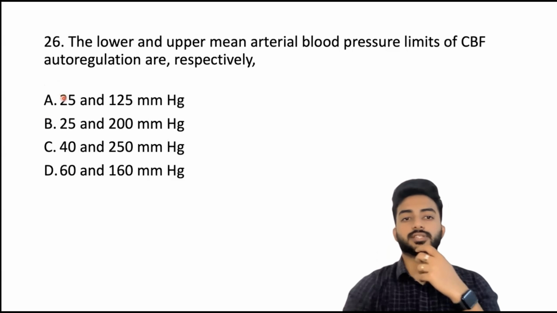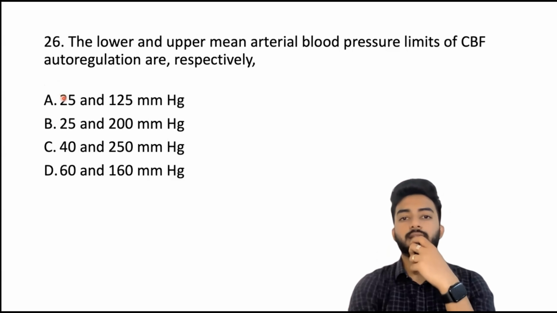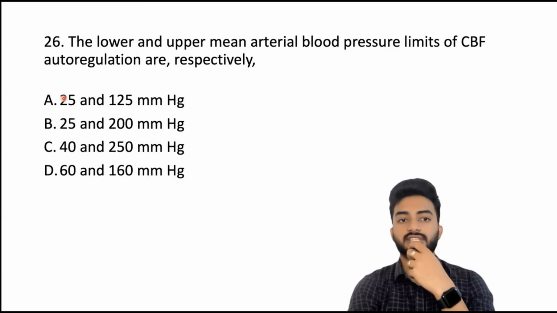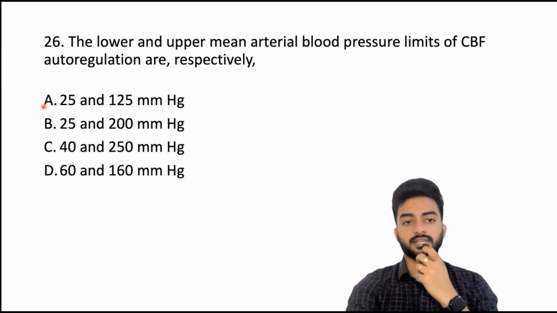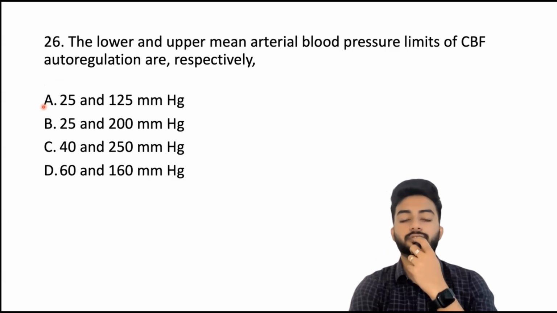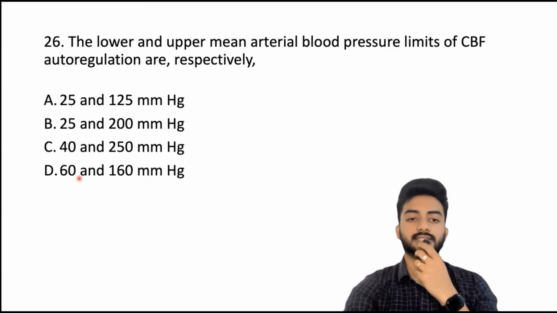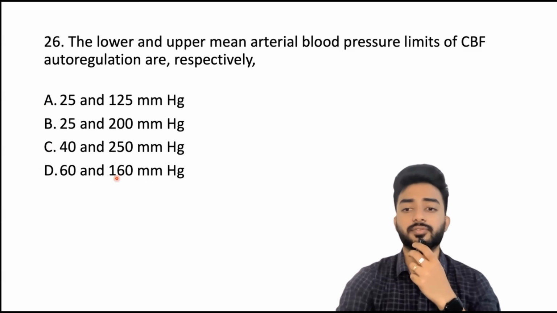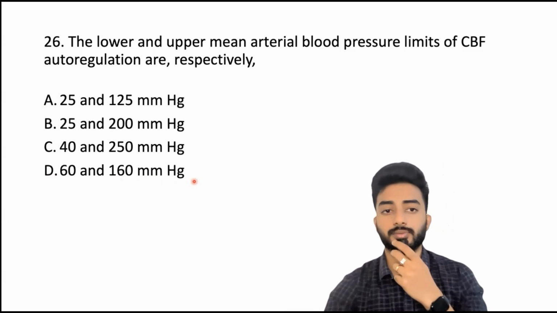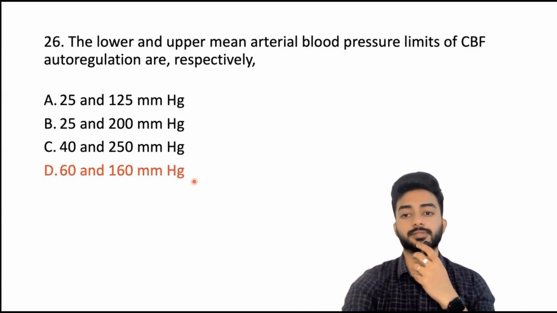26th question. The lower and upper mean arterial blood pressure limits of CBF autoregulation are respectively. This we know from our physiology. The options given are 25 and 125, 25 and 200, 40 and 250, 60 and 160. The answer is as easy as option D, that is 60 and 160 mmHg. It can be given as 50 and 160 also. The option given is 60 and 160 mmHg.